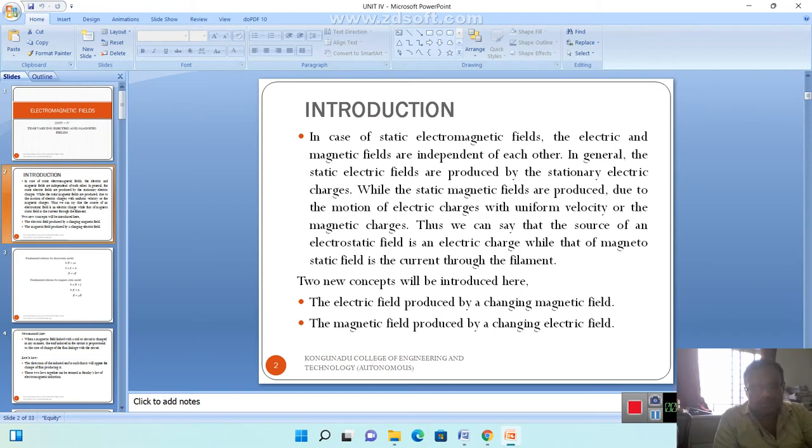Why? Because now I am discussing the electric as well as the magnetic field with time varying components. Two new concepts are introduced here in a time varying electric and magnetic field. The first one: the electric field produced by a changing magnetic field. The second one: the magnetic field produced by a changing electric field. Listen once again: the electric field is produced by the changing magnetic field, and the magnetic field is produced by the changing electric field, vice versa.